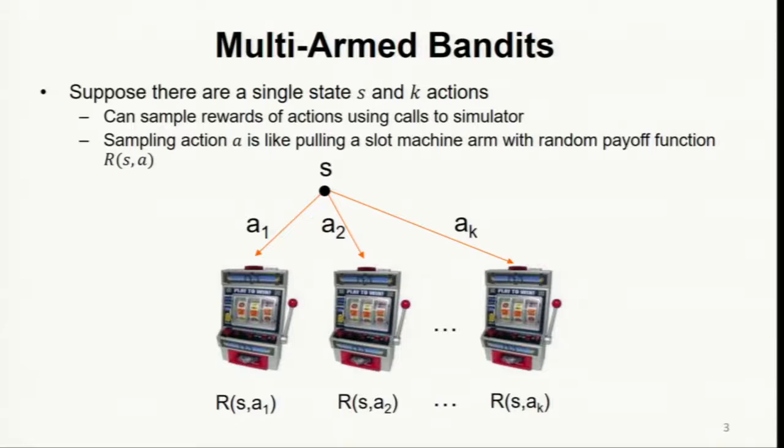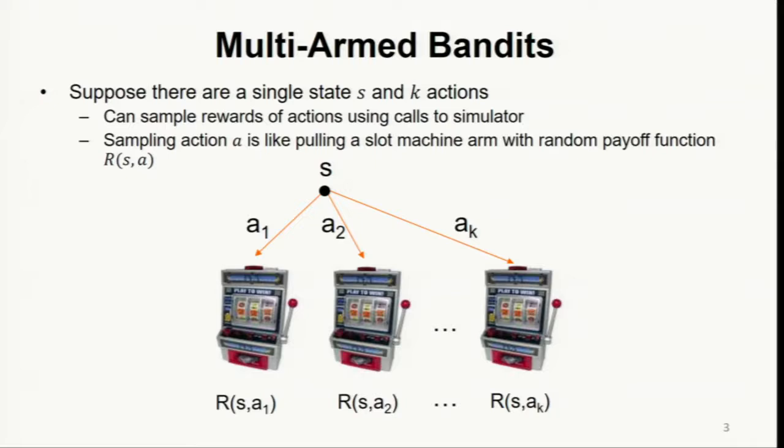Suppose there is a single state S. So you are in this state. Now you have k actions. Those are the k actions. You can sample the reward of actions using calls to simulators. Sampling action A is like pulling a slot machine arm with a random payoff function.